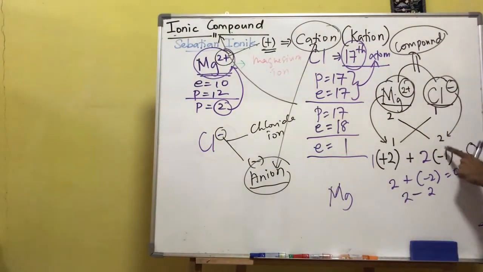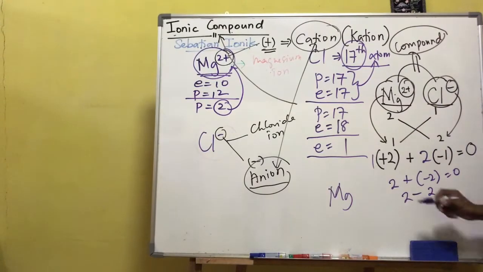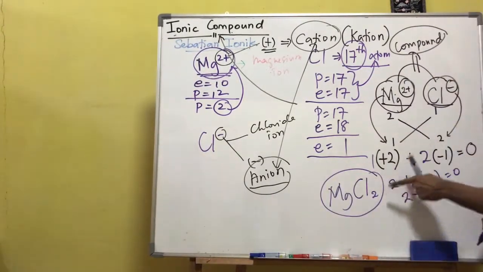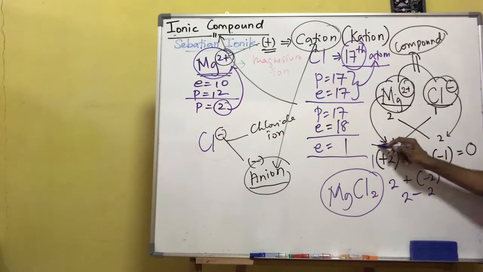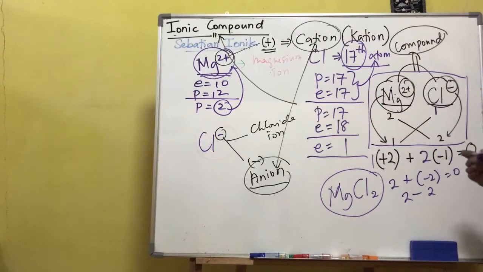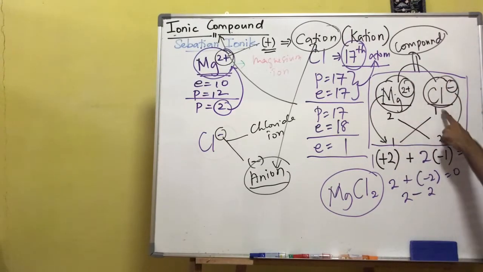Cl negatif 1. Kita perlukan berapa? Kita perlukan 2. So Cl ni kita perlukan 2. So dapatlah MgCl2 dengan cara yang berbeza. So satu kita boleh pakai cara crossing over ataupun darab silang. We can use the crossing over. So basically we just put the charge 2 and this is charge 1.